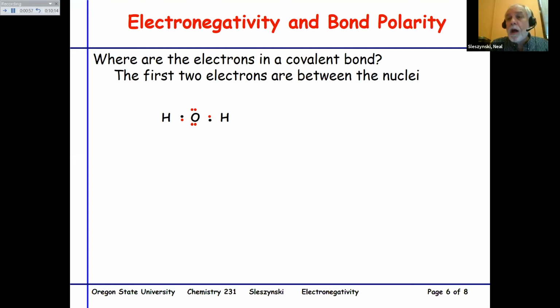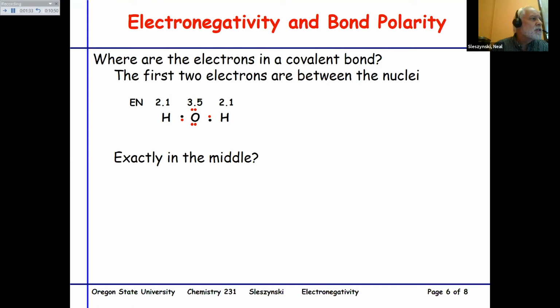If we go ahead and evaluate principal quantum numbers, we see that hydrogen has achieved a complete principal quantum number n equals 1 by sharing 1 additional electron with oxygen. Oxygen has achieved a full principal quantum number of 2, which is 8 electrons, by starting out with its 6 valence electrons and then sharing 2 electrons with those hydrogens. Are those shared electrons exactly in the middle between the hydrogen and oxygen nuclei? Well, the answer is no, they're not.